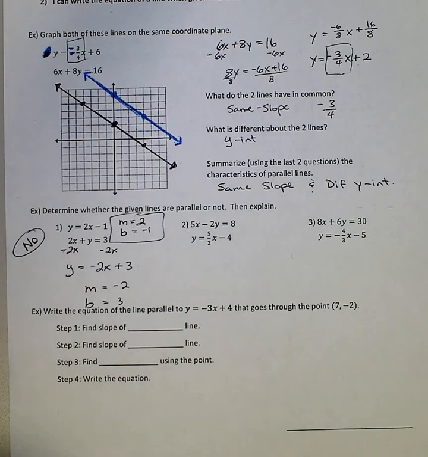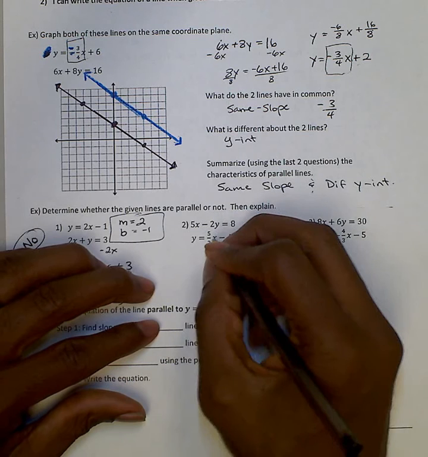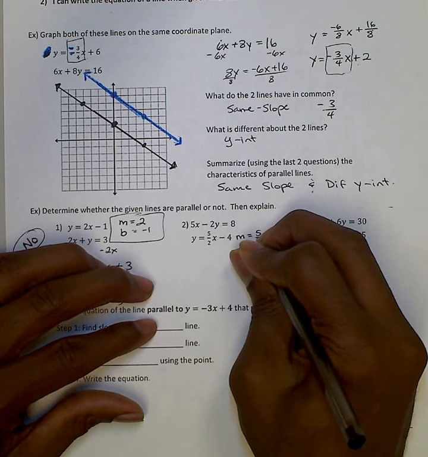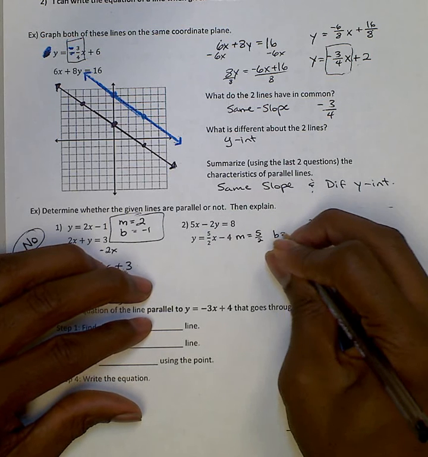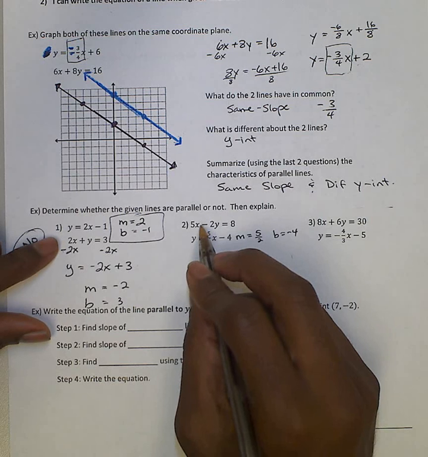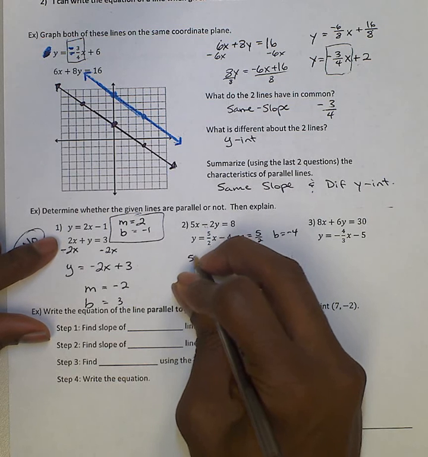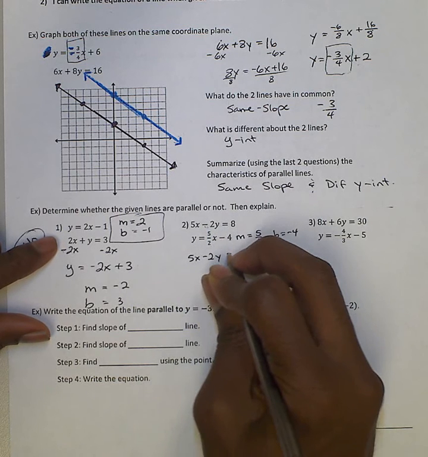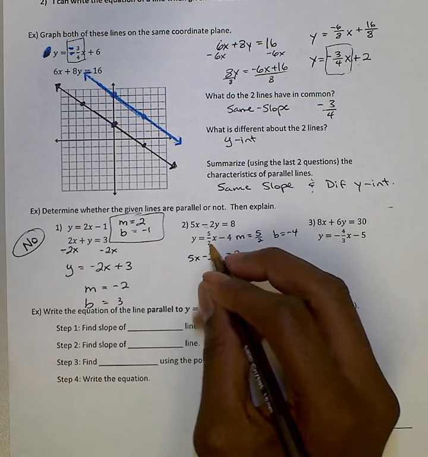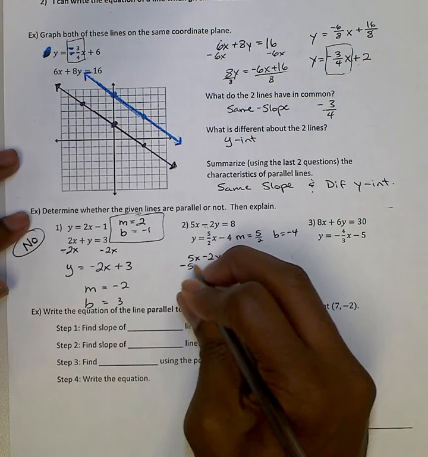Okay, we see in number 2, the second one's already laid out for us. Our slope is 5/2, our y-intercept is negative 4. This problem, equation 5x minus 2y equals 8, is not in slope-intercept form, so we can't identify the slope or the intercept yet. So we're going to put it in slope-intercept form.